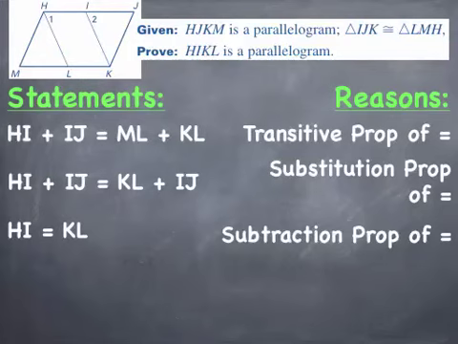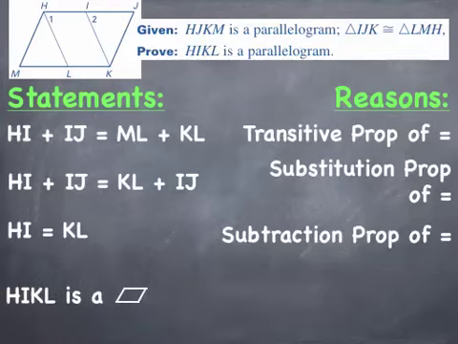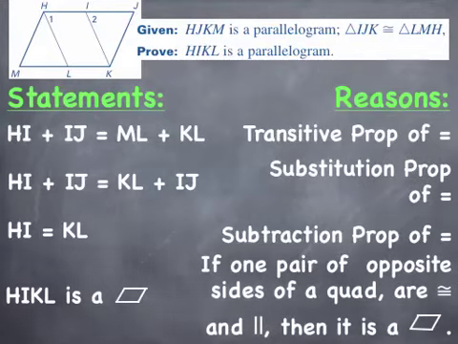So if I have HI and KL are congruent, are equal, then I can say that HIKL is a parallelogram because if one pair of opposite sides of a quadrilateral are congruent and parallel, then it is a parallelogram. So I've proven that HI is congruent to KL, and I've also proven that HI is parallel to KL because it is on a segment that is parallel to each other.